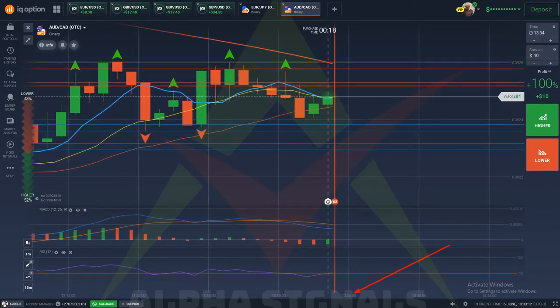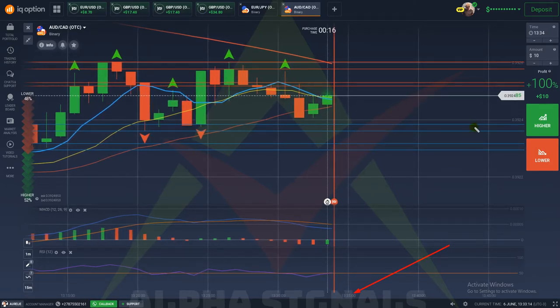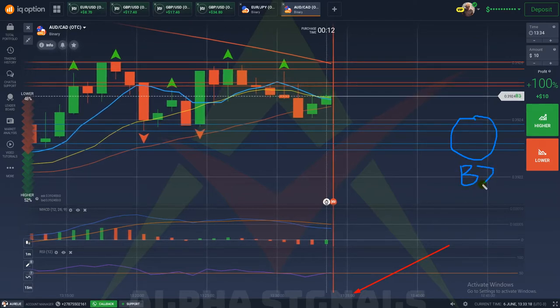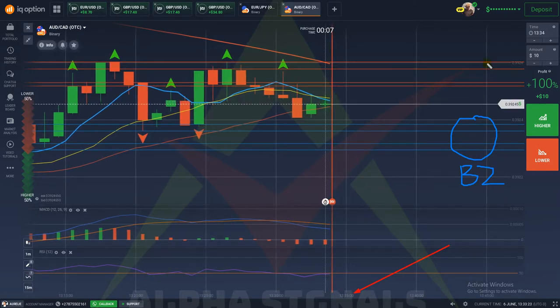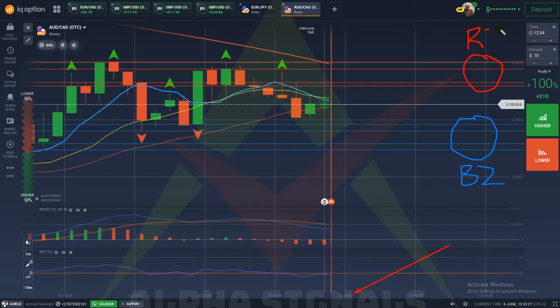As I explained, we've got two areas. We've got the blue zone, which is right here. I'm going to call it BZ. And then we have the red zone, which is up here. I'm just going to circle it, and I'm going to call it RZ for red zone.